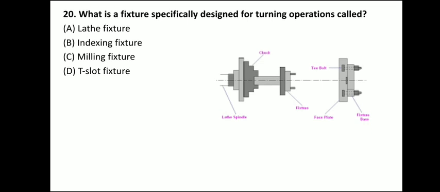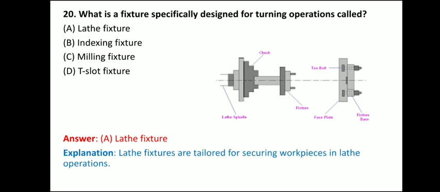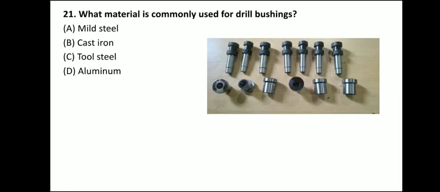Next question. What is a fixture specially designed for turning operation? The answer is lathe fixture, okay, because we perform turning operation over a lathe machine, and over lathe machine we can use lathe fixtures. So lathe fixtures are tailored for securing workpiece in a lathe operation. So see, this is the chuck of lathe machine, and in this chuck, this job is held with the help of this fixture. Okay.